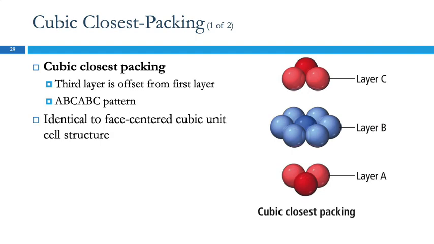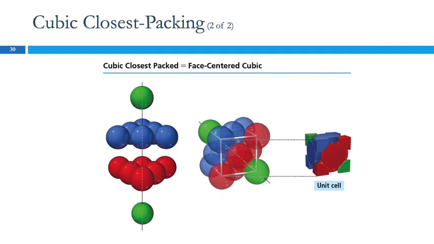Another way to do that is when we put that third layer on, we can arrange that so that this atom in layer C is not directly over any of the atoms in layer A. So this is offset. So now we have an A, B, C pattern. And this turns out to be exactly the same as the face-centered cubic unit cell. So this is showing how the layers are stacking up. You put those guys together, you tip it on its side, and you chop it up, and there's your face-centered cubic unit cell.